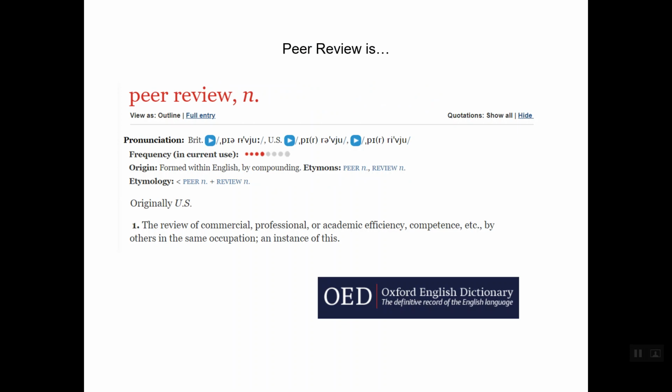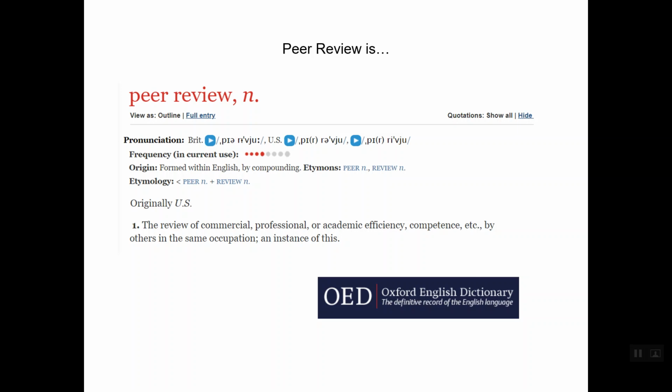As no surprise, we can learn about peer review quickly by turning to the Oxford English Dictionary. It has to say the following: peer review is the review of commercial, professional, or academic efficiency, competence, etc. by others in the same occupation. An instance of this.